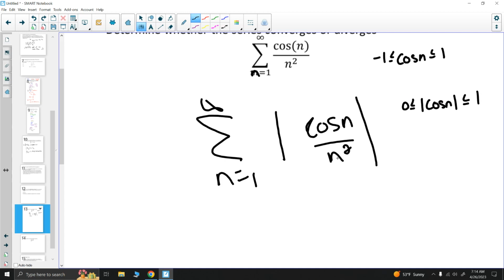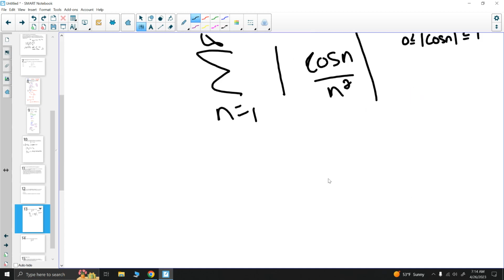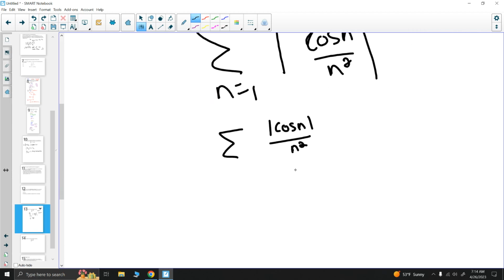And n squared is always positive anyway, so it's not really all that important. This is like saying the sum of absolute value cosine n over n squared. Okay, so basically cosine n is somewhere between 0 and 1. So if we think about this thing, that means that cosine n absolute value over n squared is less than or equal to 1 over n squared for all n, because again, the bottom's the same.